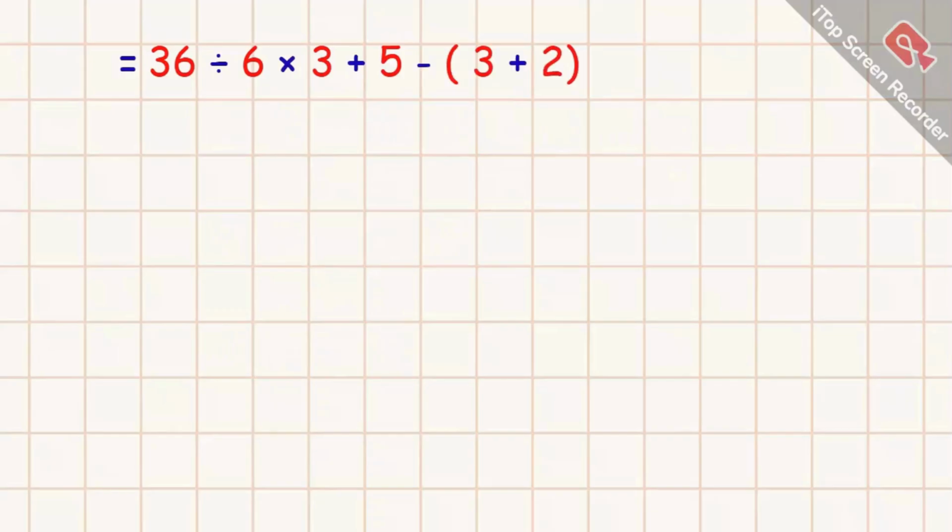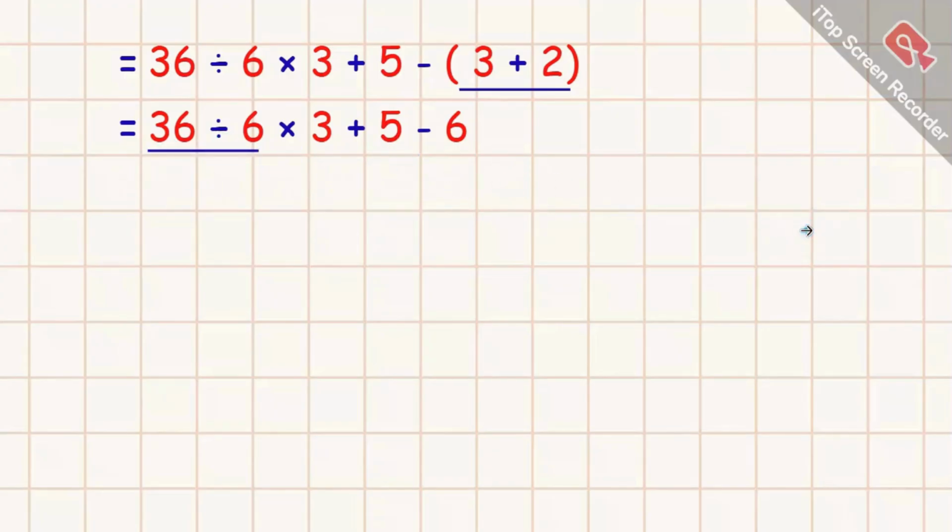So over here I have another sum which we can solve using the BODMAS rule. In BODMAS, the capital B shows the brackets, which means we will do these brackets first. So let's see, 3 plus 3 is equal to 6. And now we have no brackets. The next thing is order, which we don't have here. Now the next thing is division. Let's find our division. 36 divided by 6. So the expression becomes 6 times 3 plus 5 minus 6.